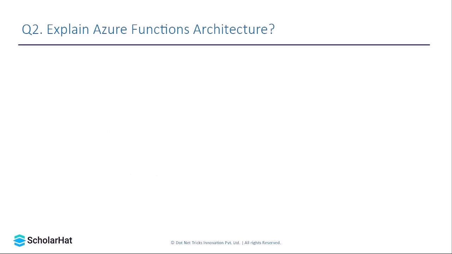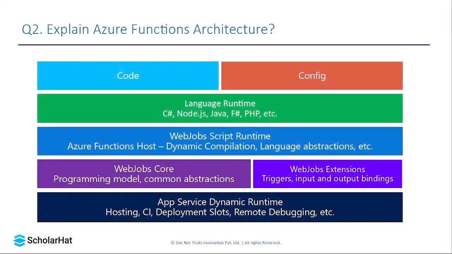In an interview, it can be asked, like, explain the architecture of an Azure function. We can simply say that an Azure function architecture is divided into the following categories. At the very base level, we have something called the app services dynamic runtime. It includes hosting, continuous integration, deployment slots, remote debugging, etc. Everything that belongs to infra relies on here.